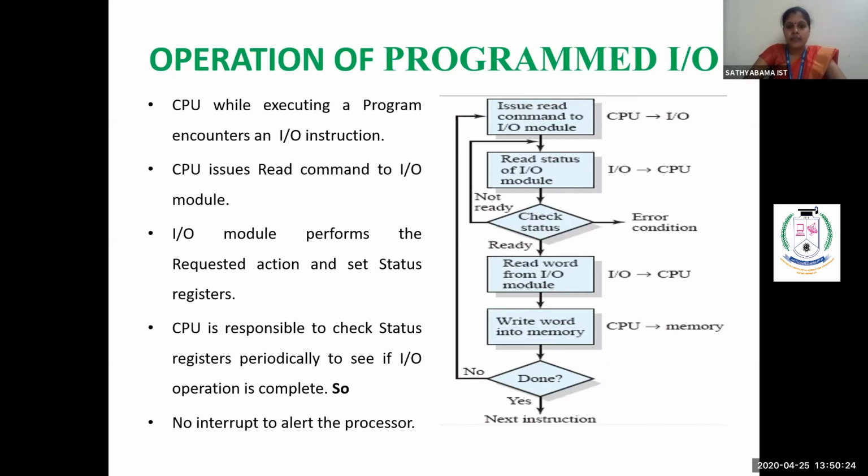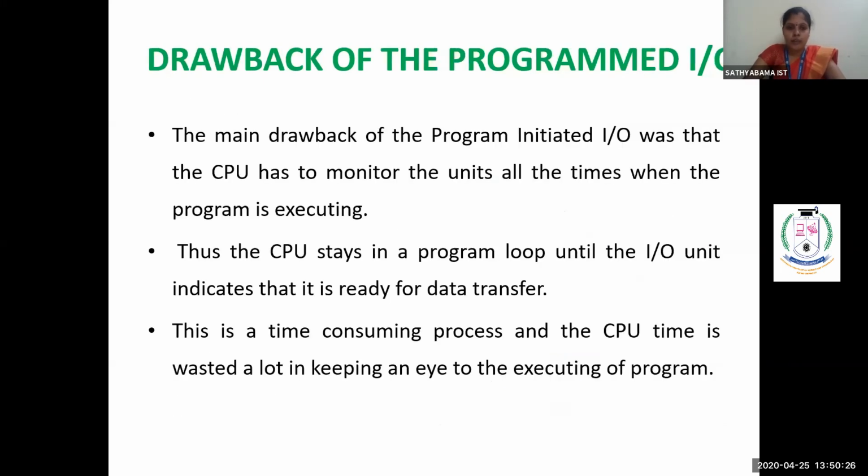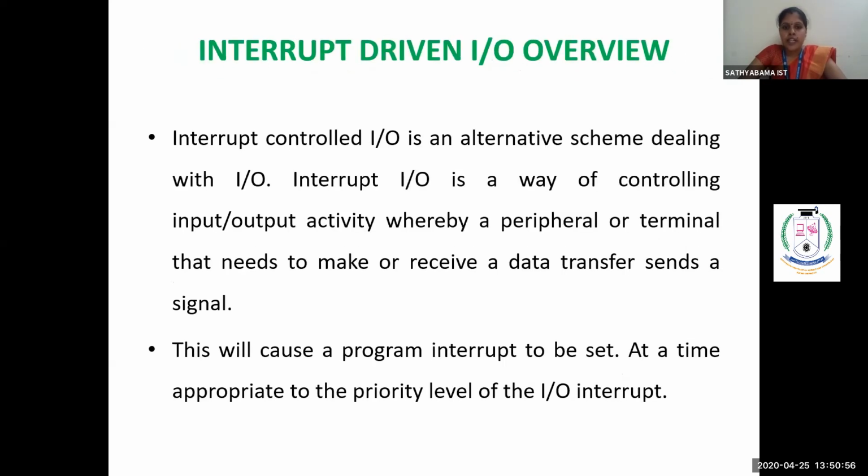The main drawback of program-initiated IO was that the CPU has to monitor the units all the time while the program is executing. The CPU stays in a program loop until the IO unit indicates that it is ready for data transfer. This is a time-consuming process, and a lot of CPU time is wasted in keeping an eye while executing a program.